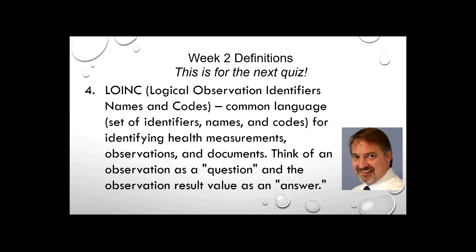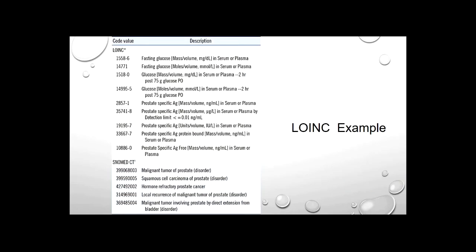LOINC. This is the Logical Observation Identifiers, Names, and Codes. These are common language set identifiers for identifying health measurements, observations, and documents. If you think of an observation as a question and the observation result as an answer, LOINC could be a part of that. So let's take a look at what a LOINC looks like. This is a good example of showing how LOINC is different than SNOMED.